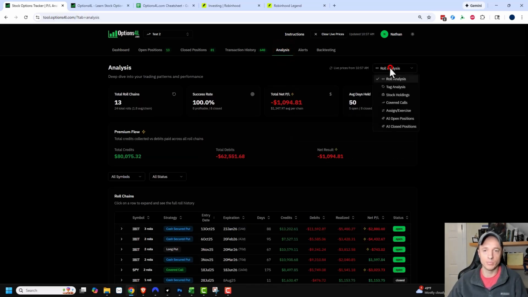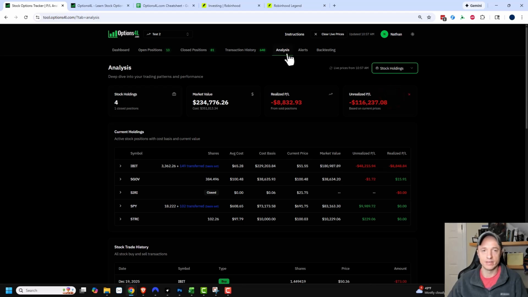The main thing I wanted to point out is that we do track them. They're in the stock holdings area under the analysis tab. And if you transferred in stock, be sure to go ahead and set your cost basis so that way everything's tracked as accurately as possible.